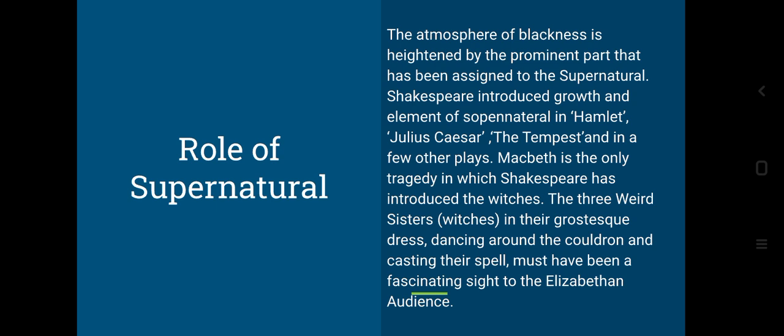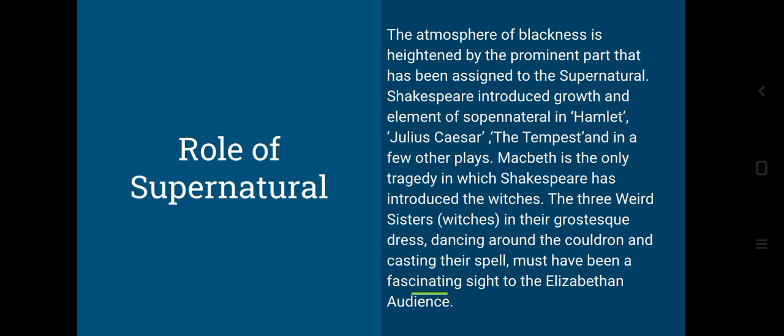Role of the supernatural. Now you will see that there are witches and all these things that are supernatural. So that is all going to happen here. The atmosphere of blackness is heightened by the prominent part that has been assigned to the supernatural.